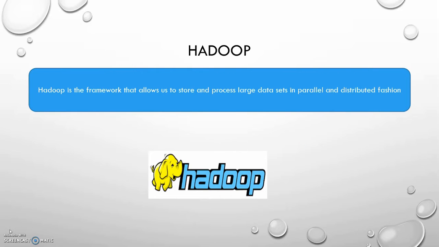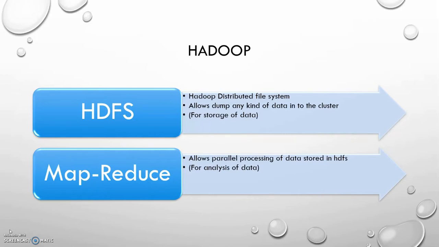Well, Hadoop is the solution for big data. Hadoop is the framework that allows us to store and process large data sets in a parallel and distributed fashion. Hadoop can be categorized into two parts: first is HDFS and second is MapReduce. HDFS is simply the Hadoop Distributed File System, which allows us to dump any kind of data into the cluster without defining any type of schema, and it is used for storage purposes. MapReduce allows parallel processing of the data stored in HDFS. It is used for data analysis.